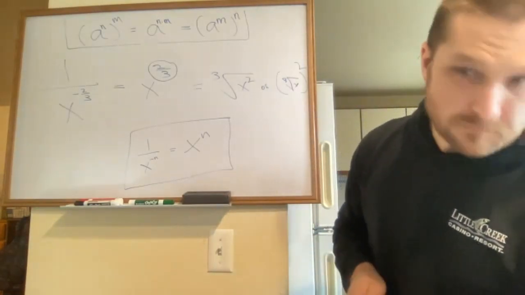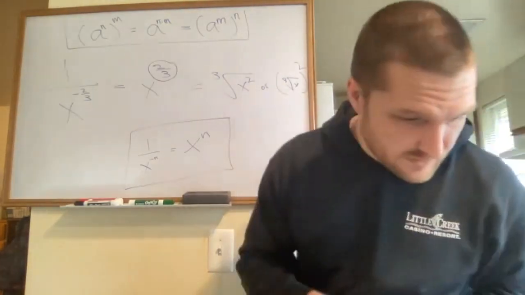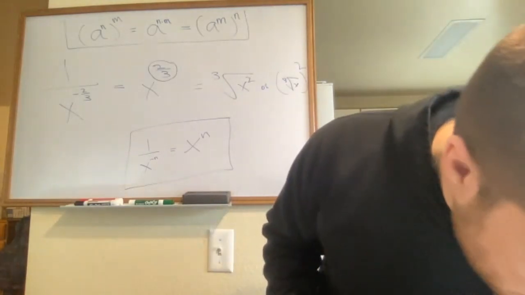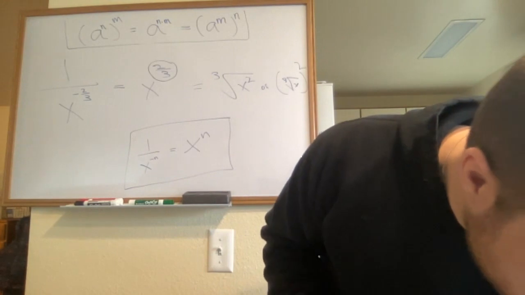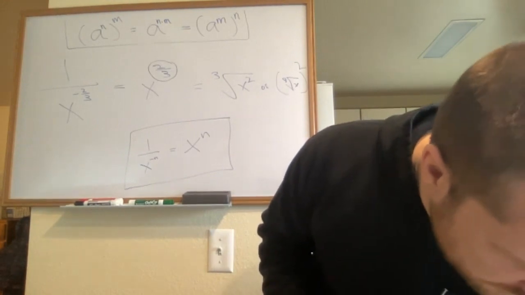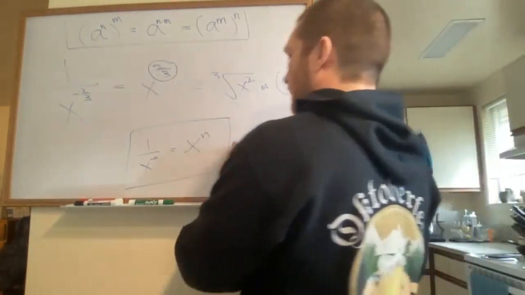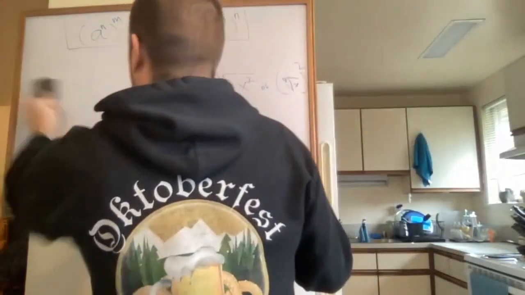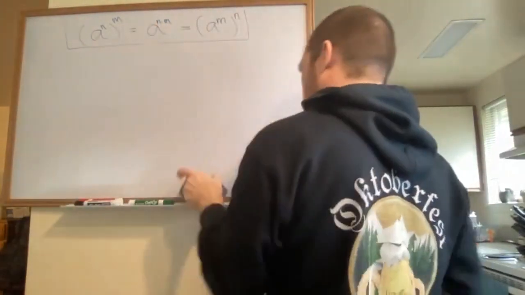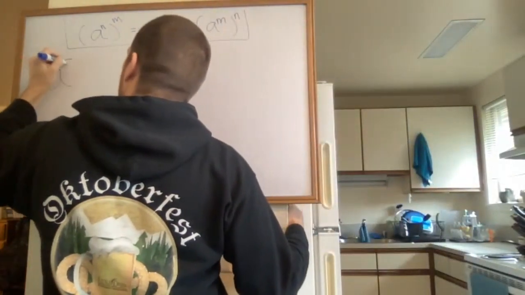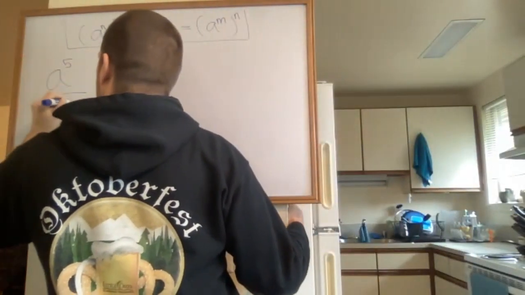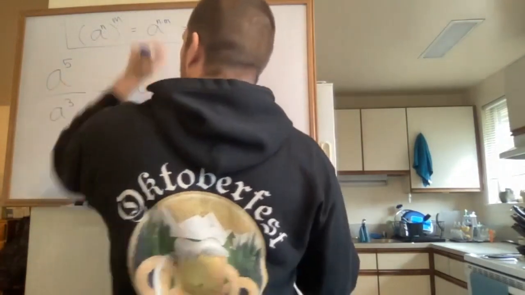All right. Let's do this. Now, what is this? I have a to the 5th divided by a to the 3rd. That equals a to what power?